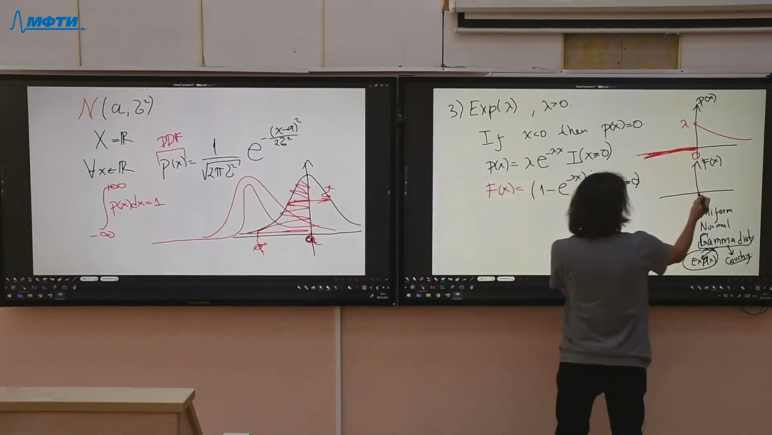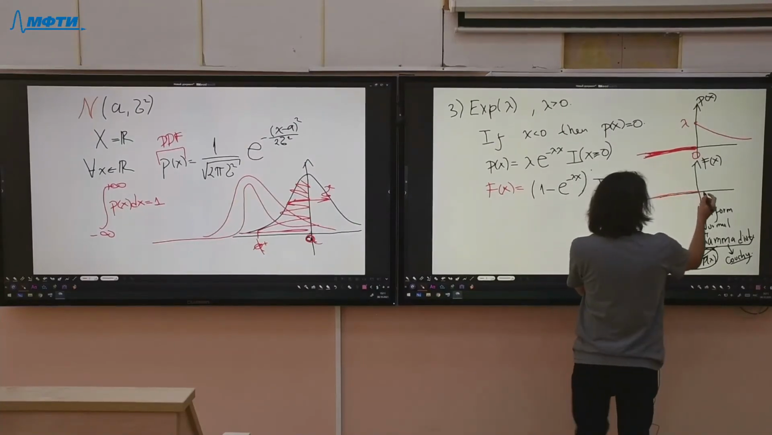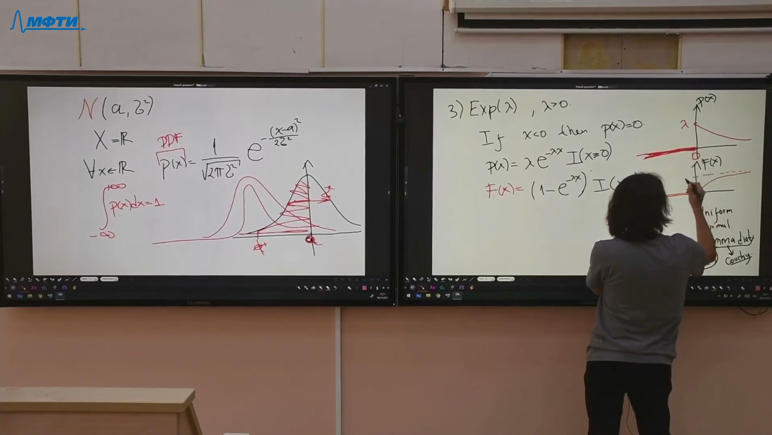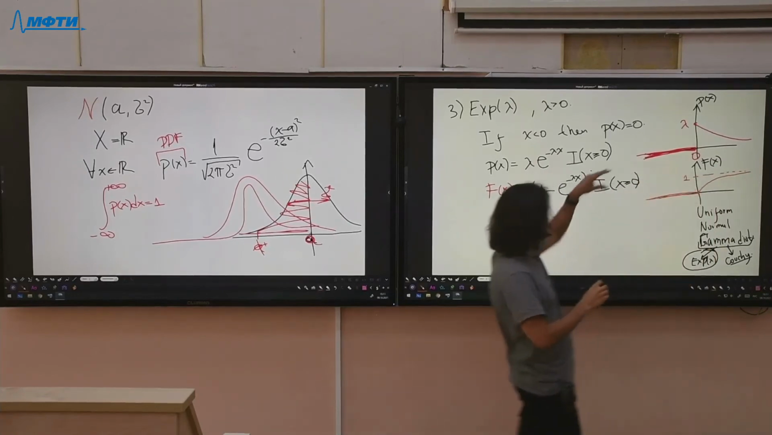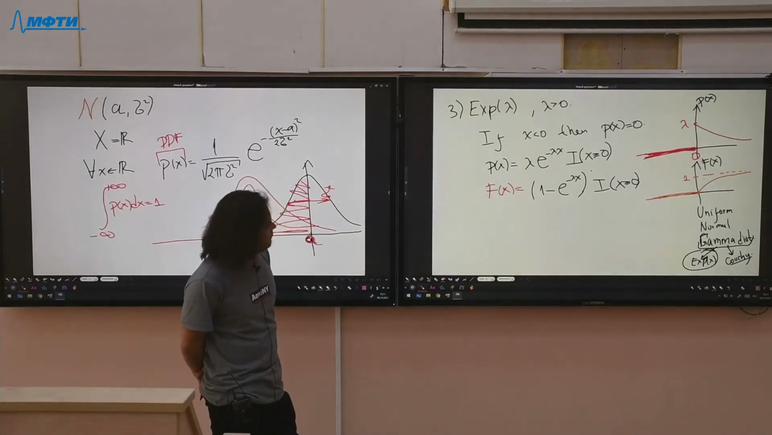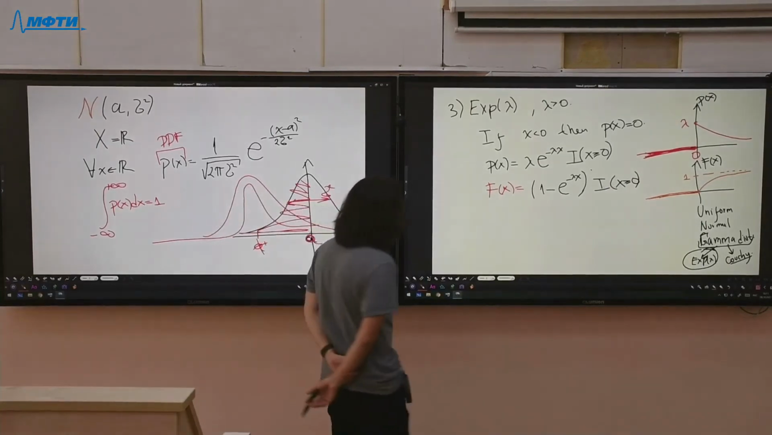So we have 0, and then we have something like this, up to 1, so it infinitely goes to 1. Good. And so this is the exponential distribution.